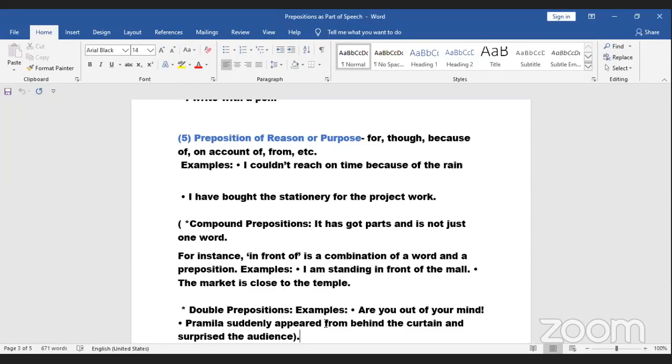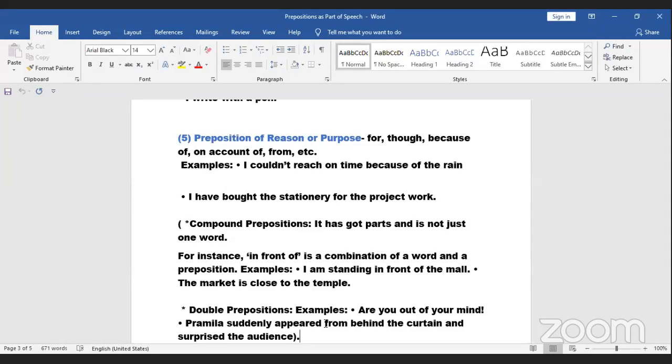Now what I was telling you guys: reason, because. All right, now purpose. I am doing this for my project. So why are you doing this? For my project, as a purpose served. Why did I do this? The purpose is I had project work. So for is for the purpose. I have bought the stationery for the project work. Why have you bought the stationery? The purpose is for the project work.